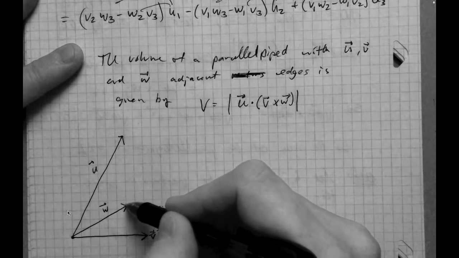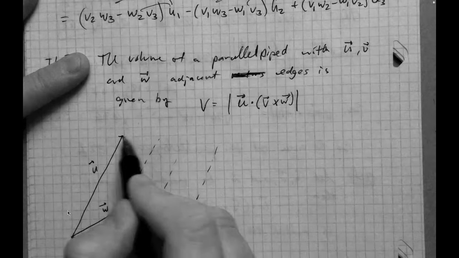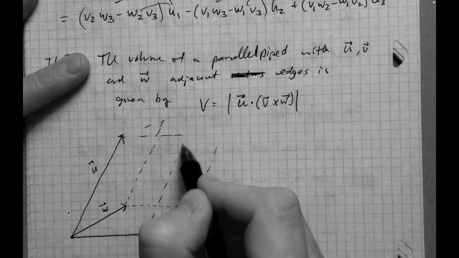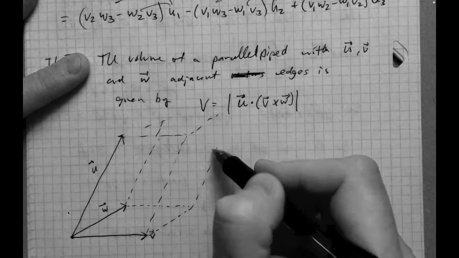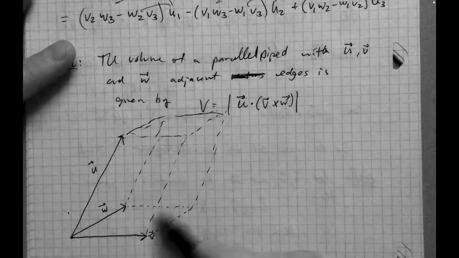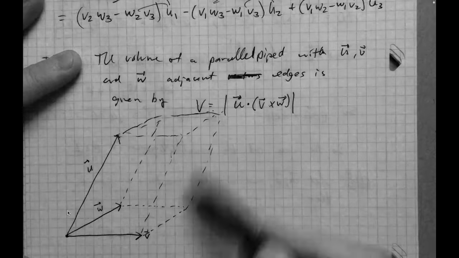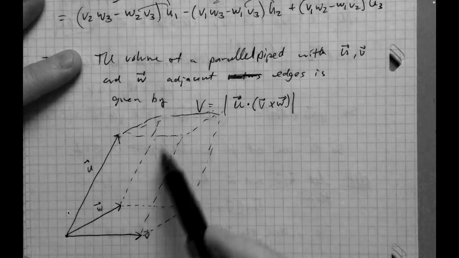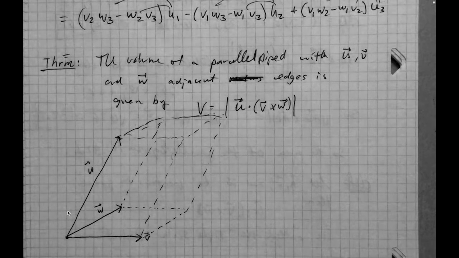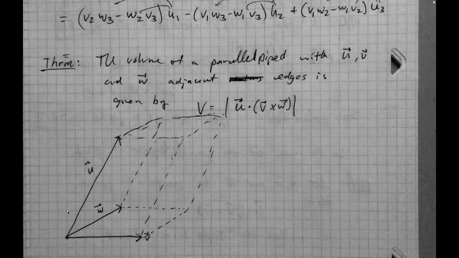Okay, now you can think of edges coming up off of this, like so. And there is a parallelepiped that's implied here. For people who don't know what a parallelepiped is, it's kind of like you've got parallel opposite sides, top and bottom, side to side, and front to back. It's kind of like a parallelogram but in 3D. Okay, now what's the volume of a parallelepiped?